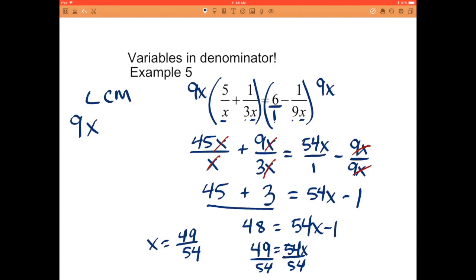Wait, can we have a fraction as an answer? You know, it happens, and as long as you could plug it back in and check, this one is correct, and it does happen sometimes. So if you get a fraction, I would just double check all of your work, but it's a possibility for sure.